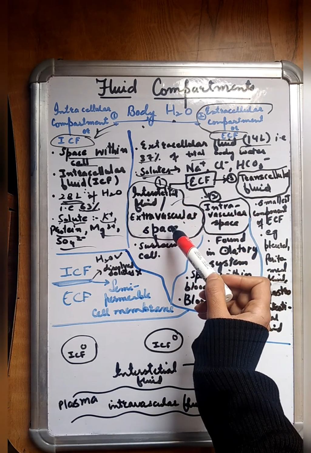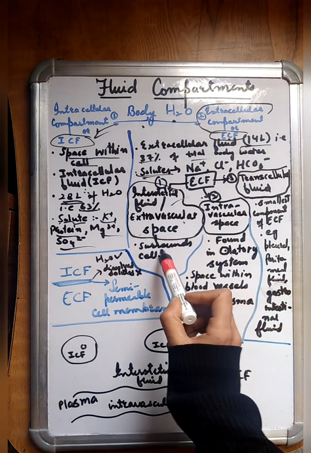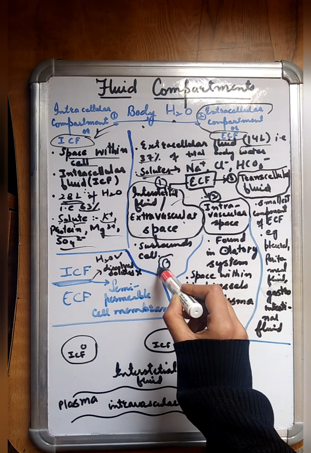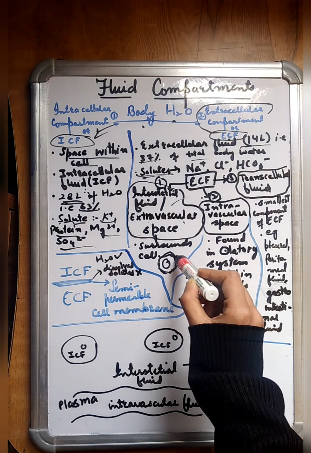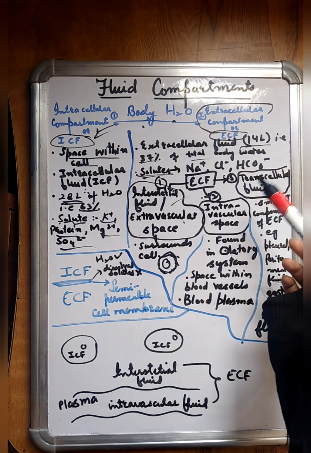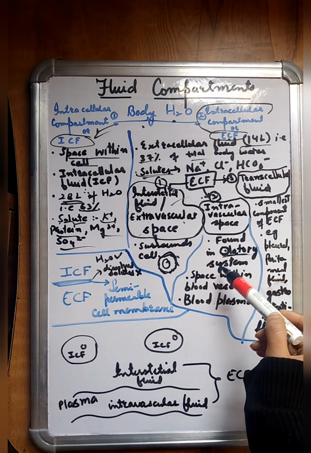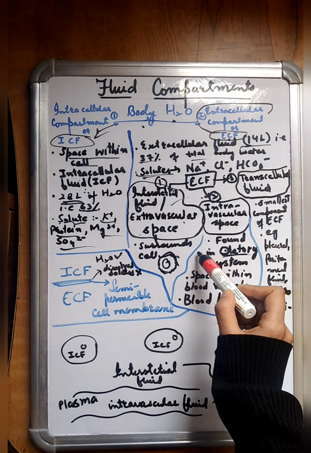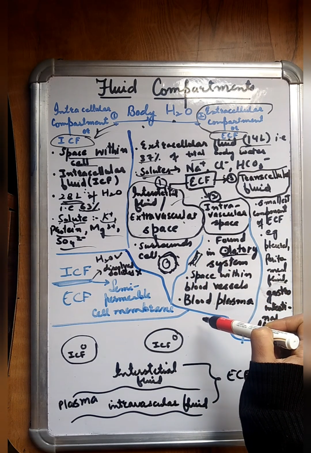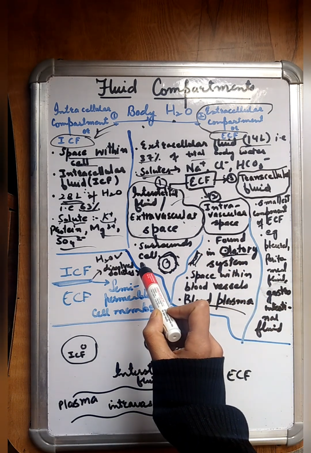Let's first discuss the interstitial fluid or the extravascular space. It is the space that surrounds the cell. If this is a cell, the space surrounding it is the interstitial fluid or the extravascular space. Now let's come to the intravascular space. It's found in the circulatory system. If this is a blood vessel, the space inside it is the intravascular space. An example is blood plasma. Here the example is of lymph.